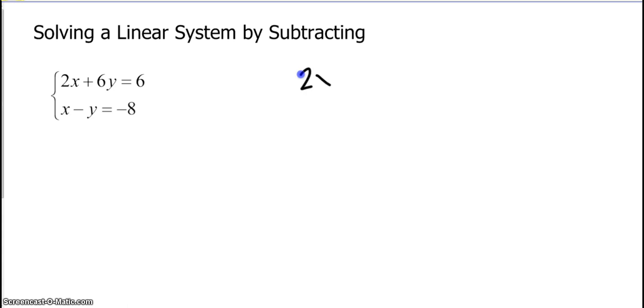Now let's look at an example where we're going to solve a system by subtracting. I have 2 equations that I'm going to consider together on the same coordinate grid.